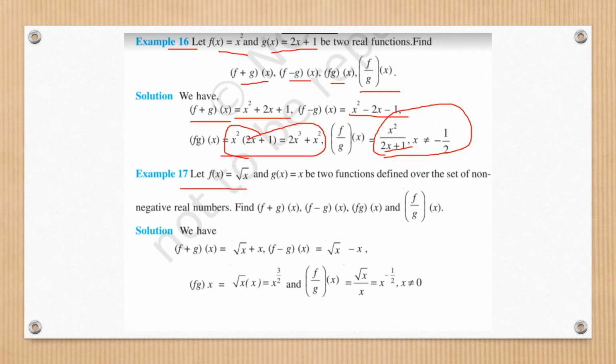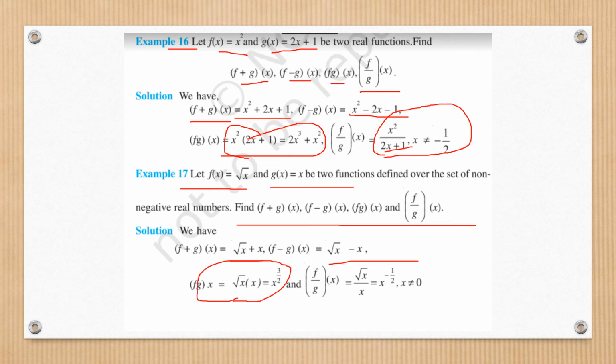Like in example 17, f(x) is root x, g(x) is x. So you need to find all of them. The sum is root x plus x simply. The difference is root x minus x. The product is root x into x, that is x raised to power 3 by 2. And division is root x by x. So it means x raised to power half upon x raised to power 1. Bring all to the numerator, that is x raised to power half minus 1, that is x raised to power minus half. And this exists for x not equal to 0.